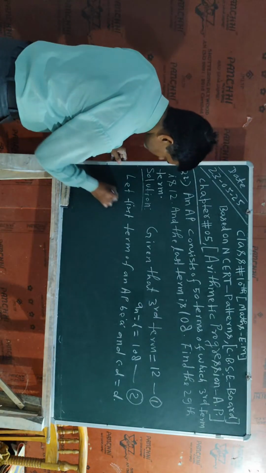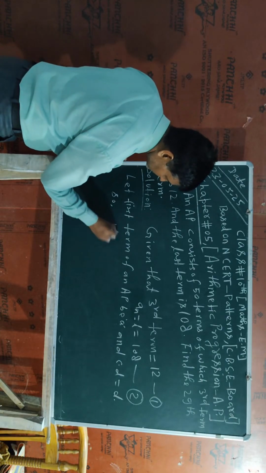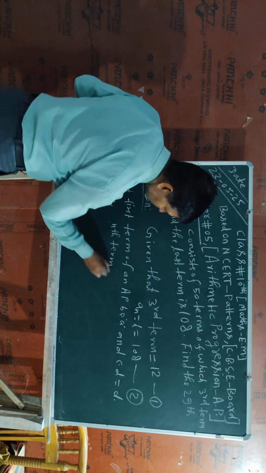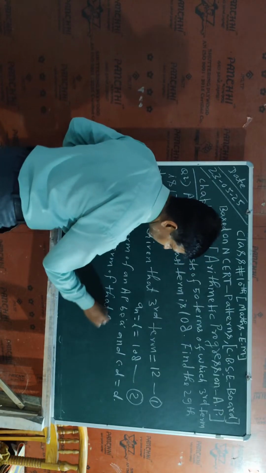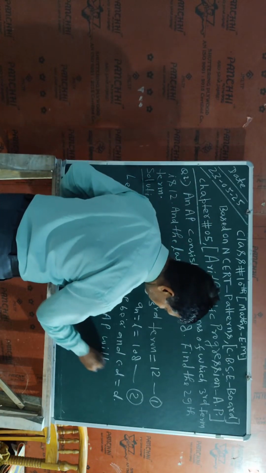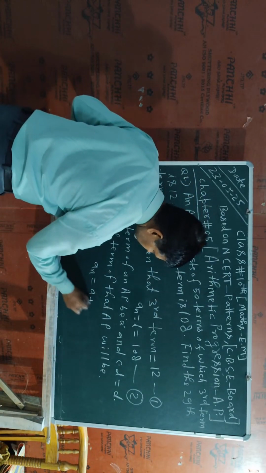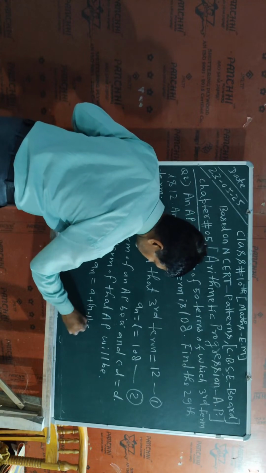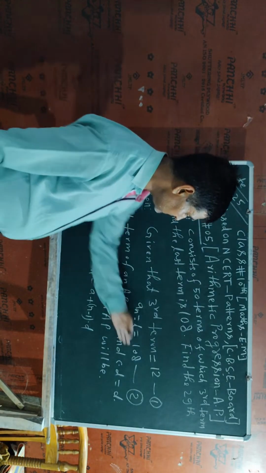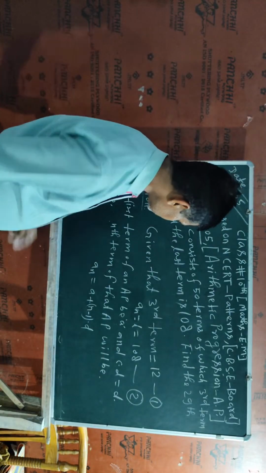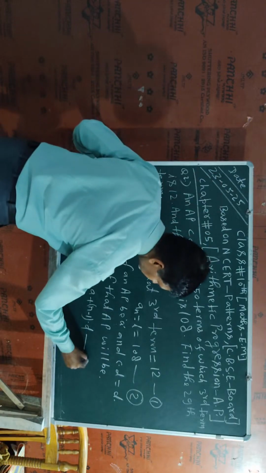So the nth term of that arithmetic progression will be an, which is equal to a plus n minus 1 into d. I will say this is equation number 3. Now the value of n is this much, from equation 2.